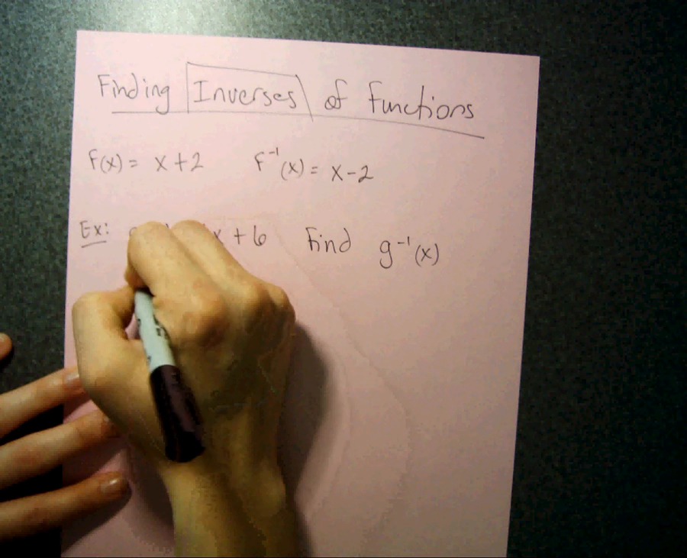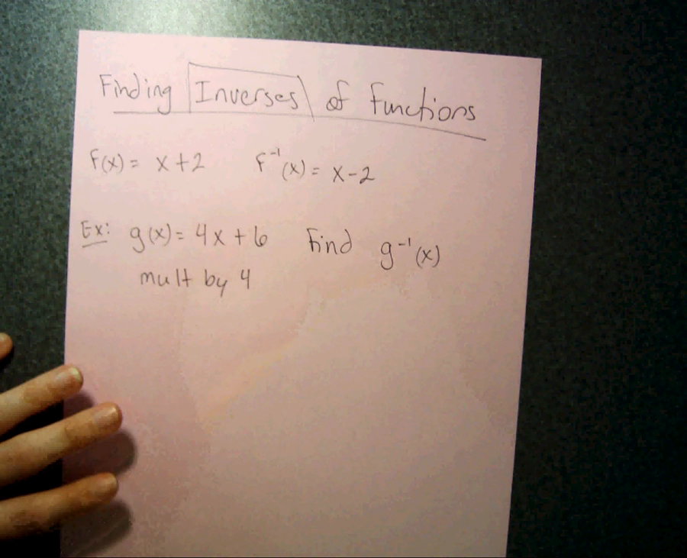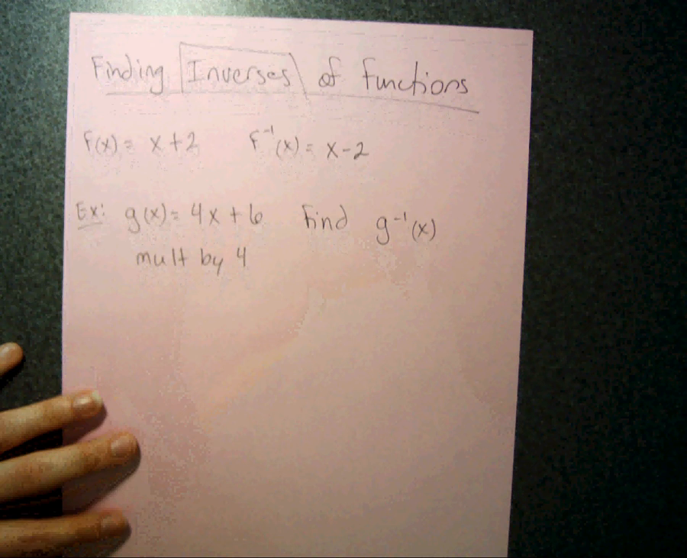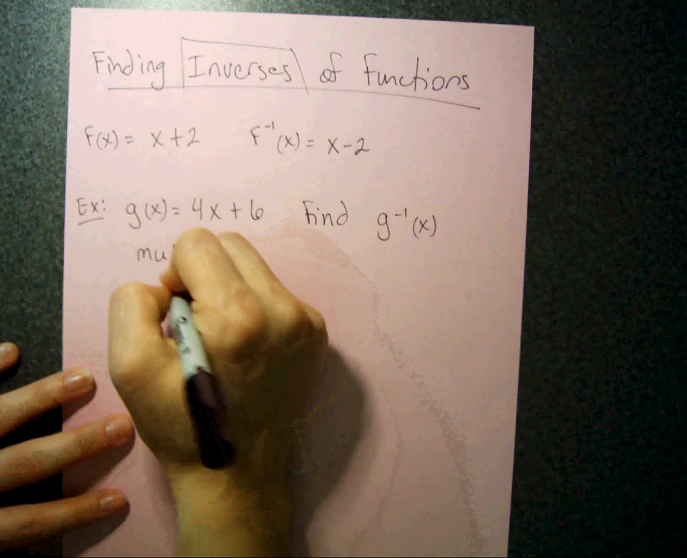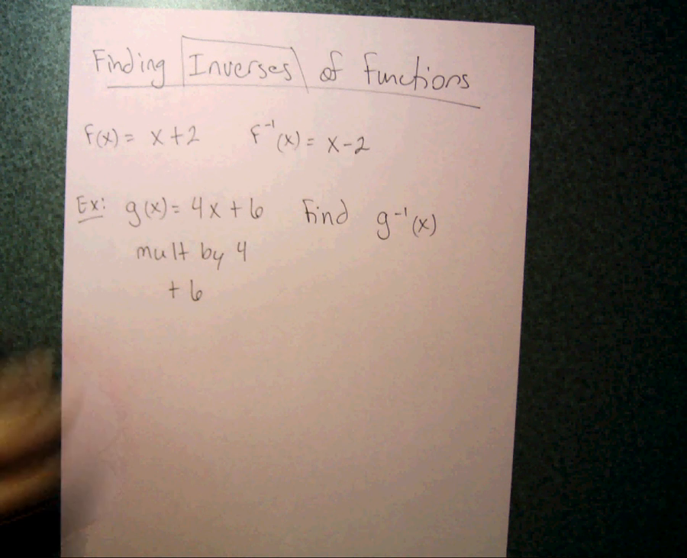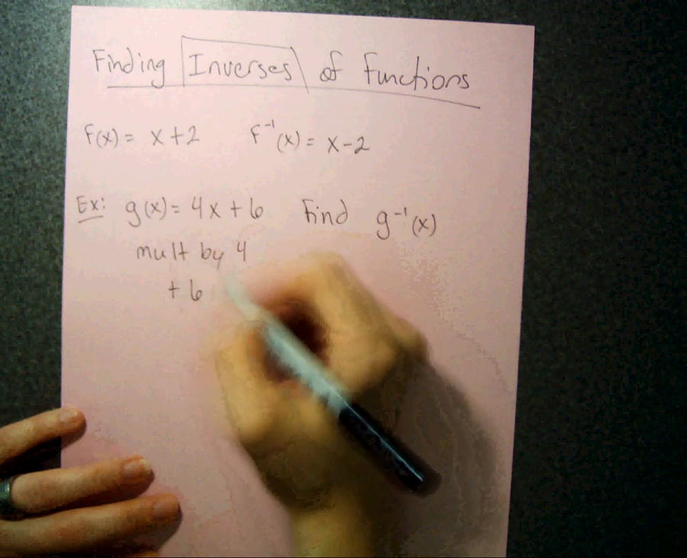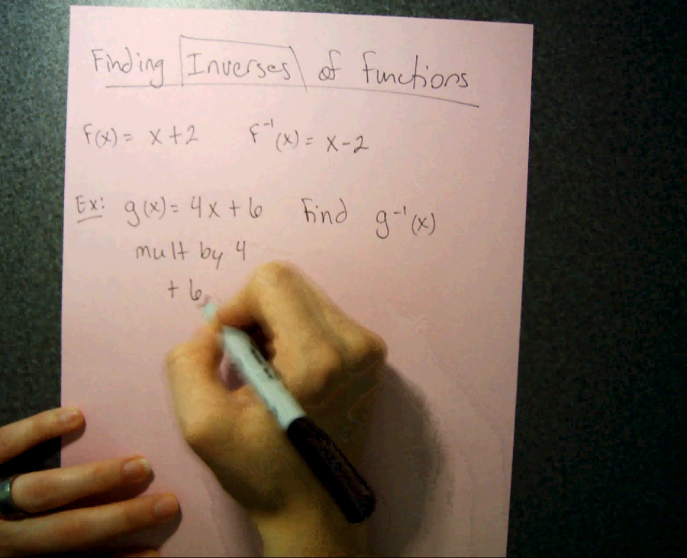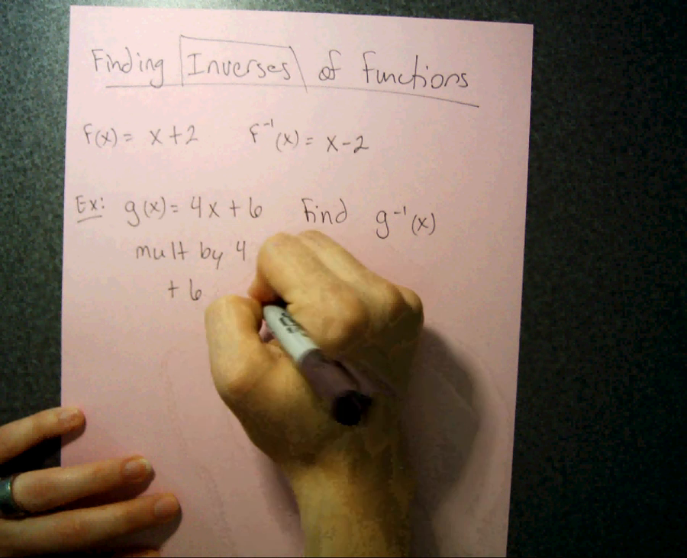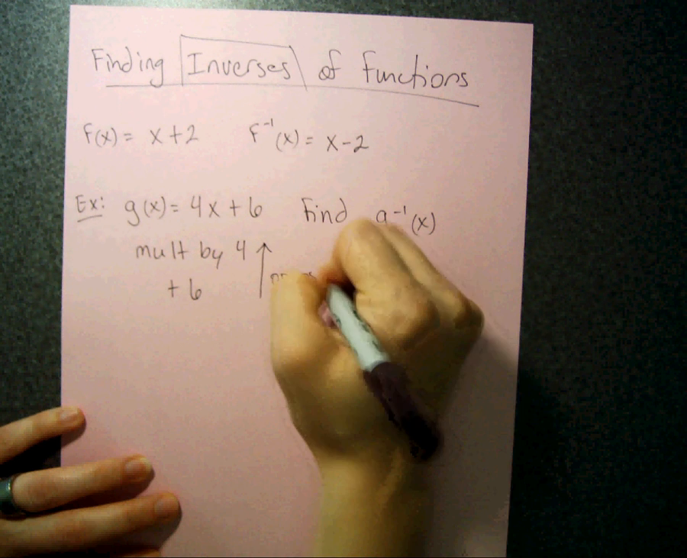So I'm going to make a list. The first thing I would do is multiply by 4. And then what? After I multiply that value by 4, what do I do? Add 6. So plus 6. Well, the inverse is going to do the complete opposite in the reverse order. So to find my inverse, after I've made my little list, start from the bottom of your list, work backwards, and do the opposite as you go.